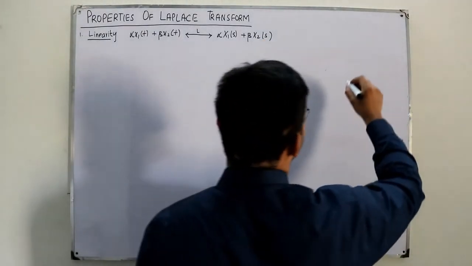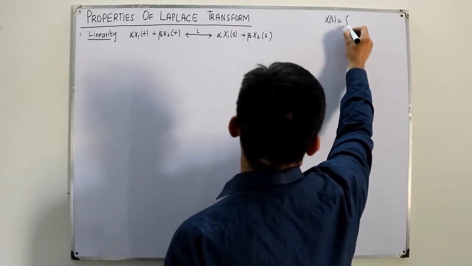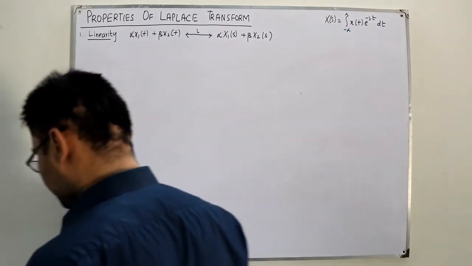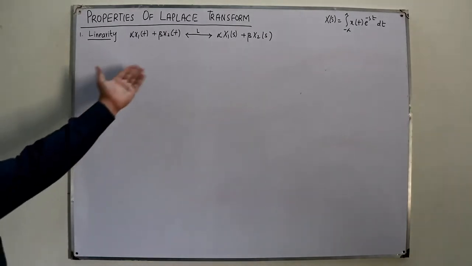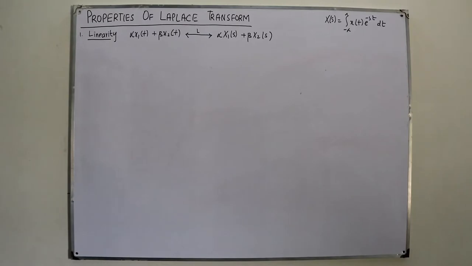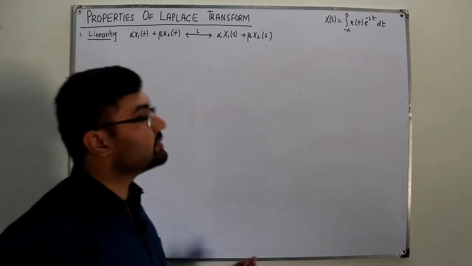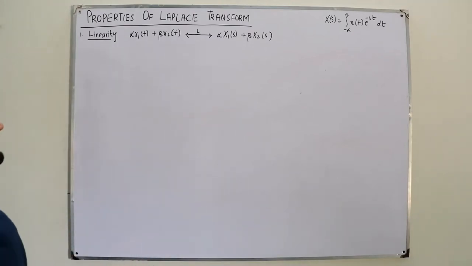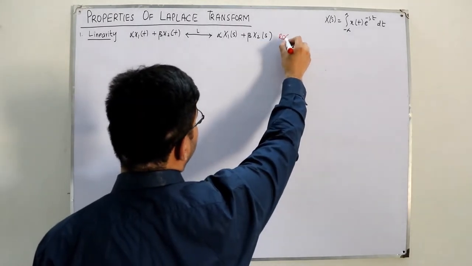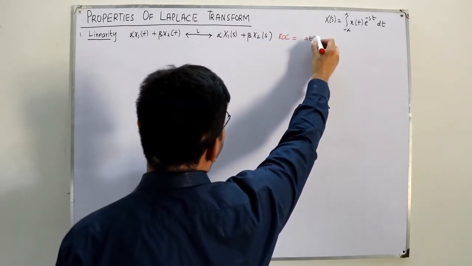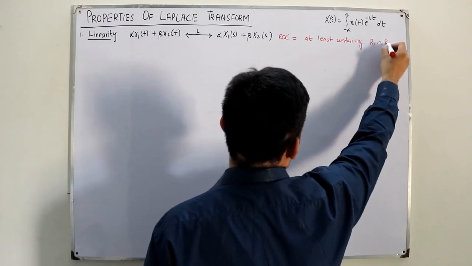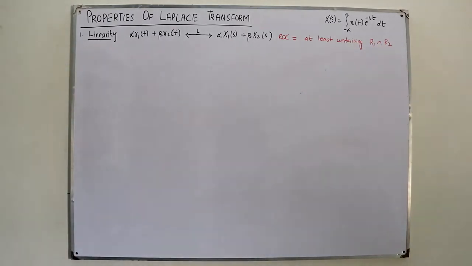If I write the Laplace transform equation over here, this would be a little easy for us. This is x of t exponential negative st dt. Over here we would not only have to talk about the mathematical expression, we would also have to talk about the ROC. So the ROC for this would be what? ROC is equal to at least containing R1 intersection R2. R1 is for the first one, R2 is for the second one.